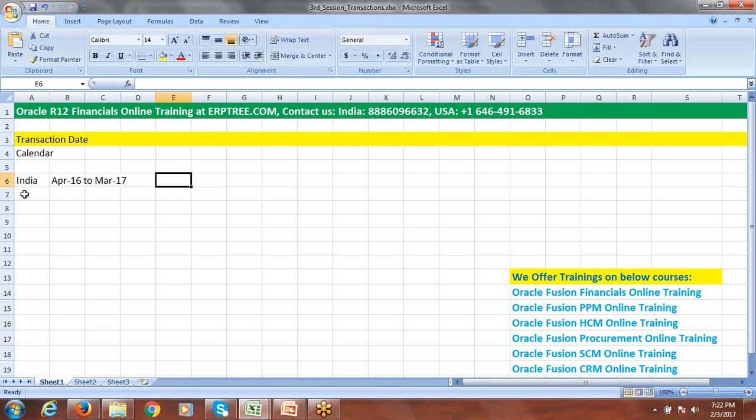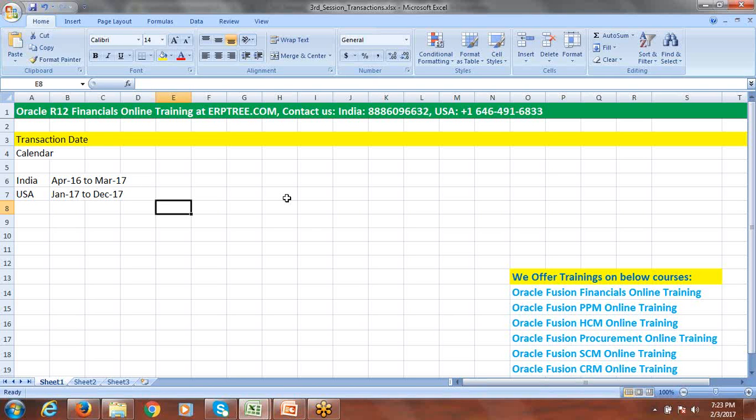If you are going to create the calendar for USA, we should know what the financial year for the US is. The US financial year starts with January. So the current financial year is 2017, January to December 2017. For any country, whichever country's client we are doing this Oracle Apps implementation for, we should know the financial year.